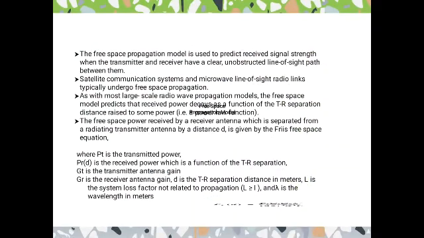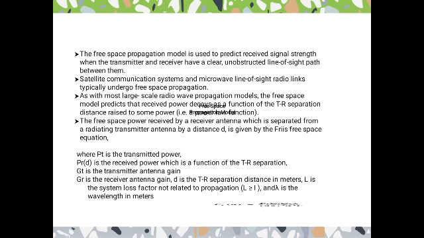Let me start with the free space propagation model. The free space propagation model is used to predict received signal strength when the transmitter and receiver have a clear, unobstructed line of sight path between them. For example, satellite communication systems and microwave line of sight radio links typically undergo free space propagation. Like most large scale radio wave propagation models, the free space propagation model predicts that received power decays as a function of the transmitter-receiver separation.